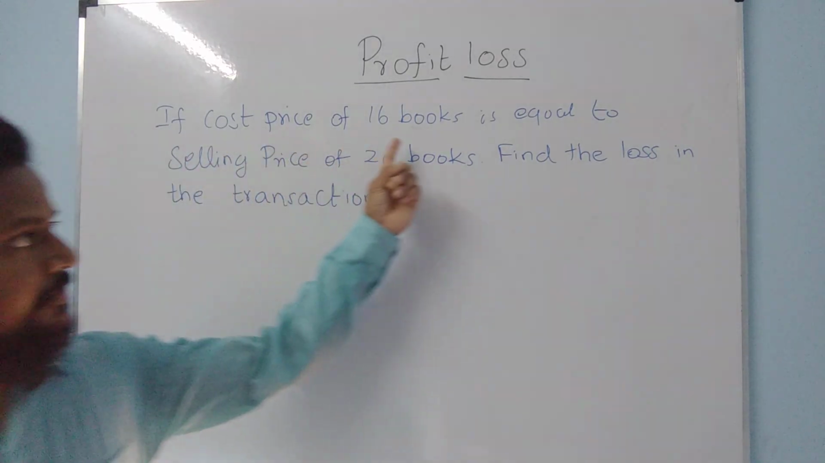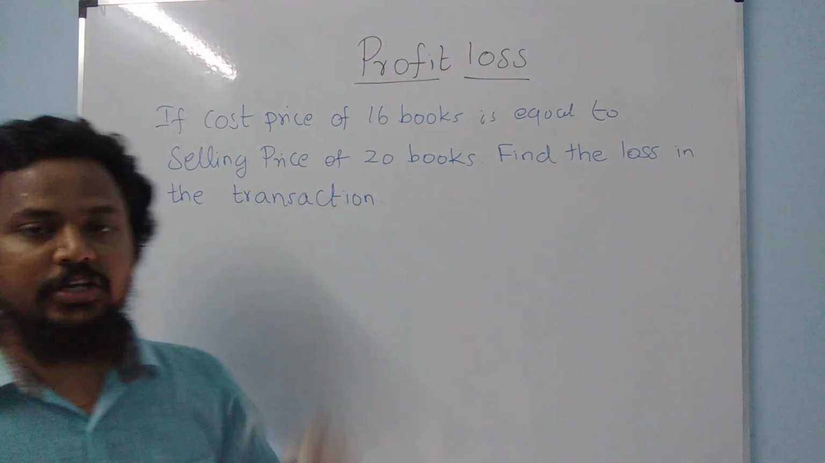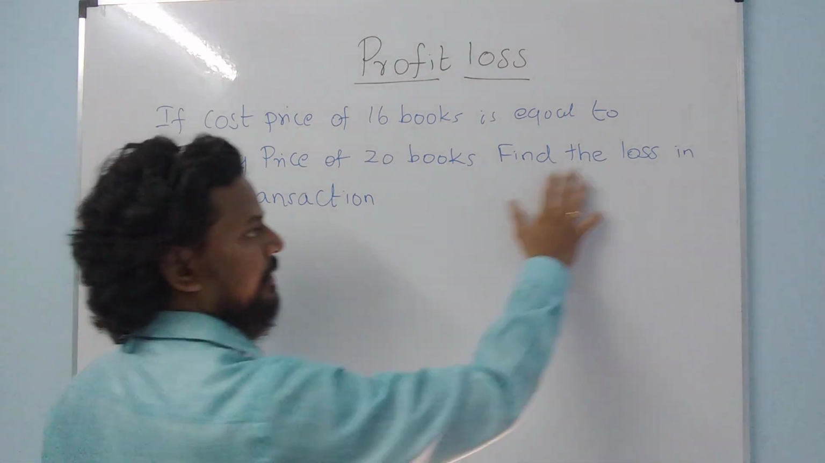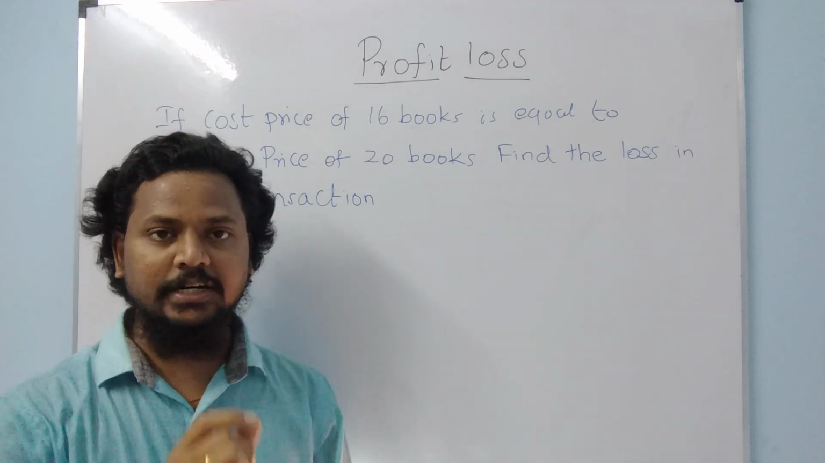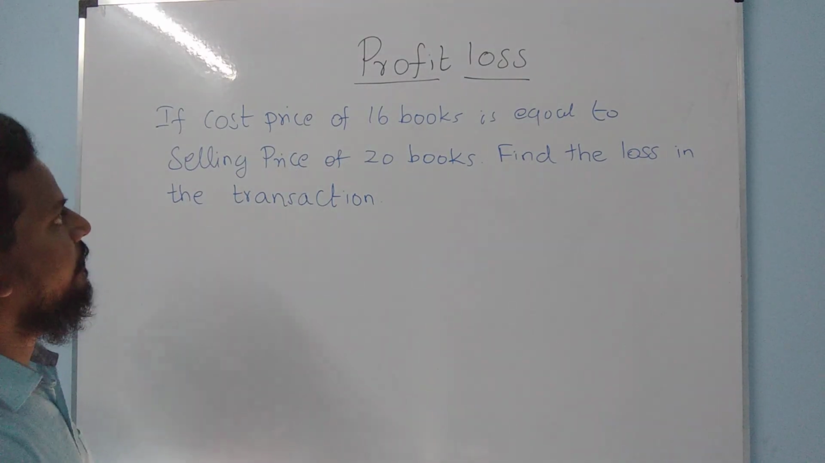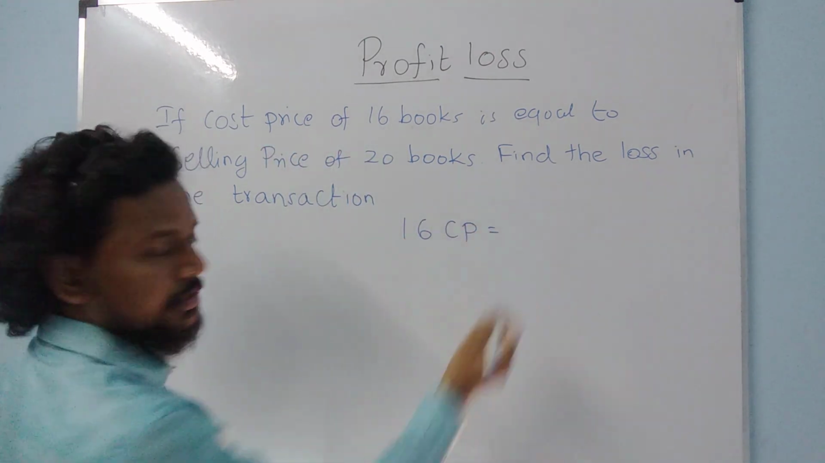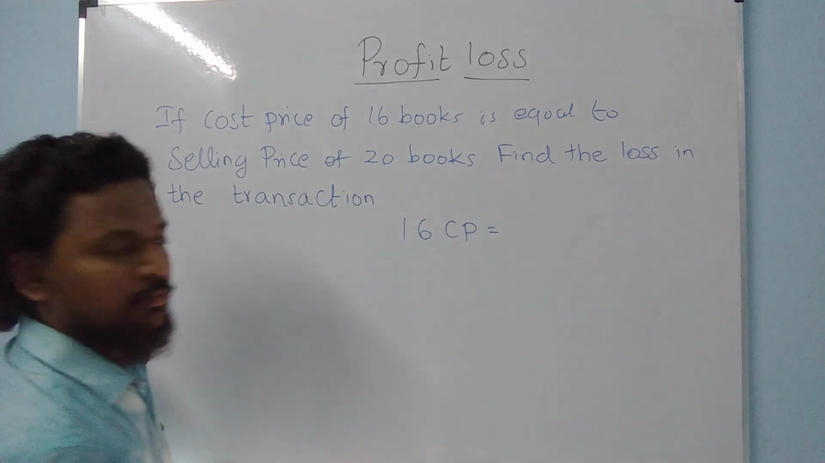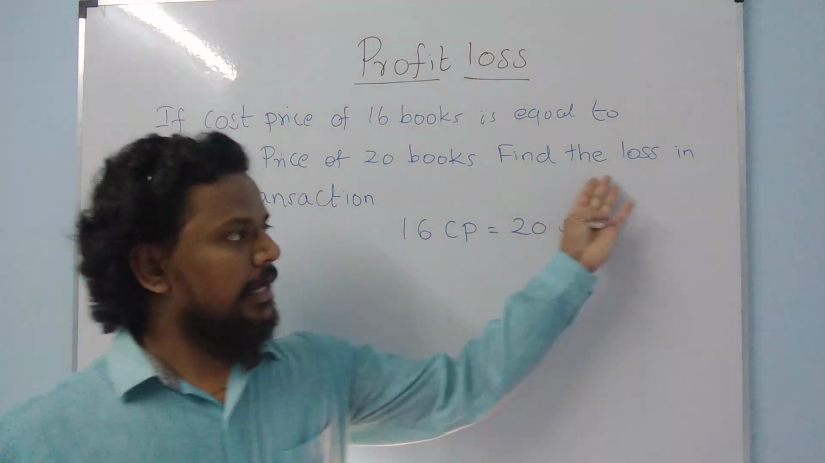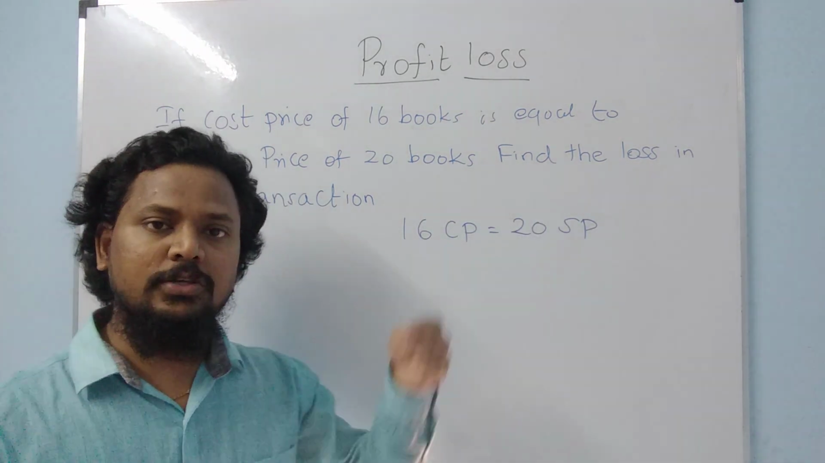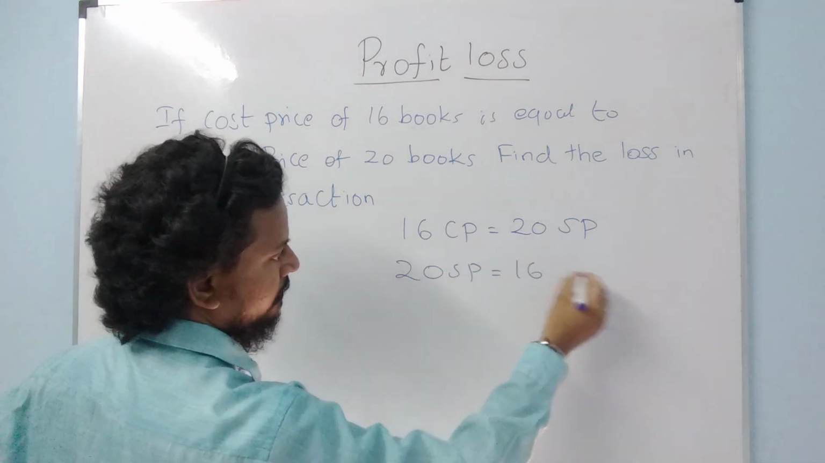Here it is given: cost price of 16 books is equal to selling price of 20 books. Find the loss in the transaction. Whenever they ask to find the loss in the transaction and there is no amount given, it is very clear we have to calculate in terms of percentage, loss percentage. So what is given? Let's make an equation. Cost price of 16 books equals selling price of 20 books. Whether I want loss or profit, I want the equation as SP equal to some multiple of CP. So let us put it the other way: 20 SP equals 16 CP.